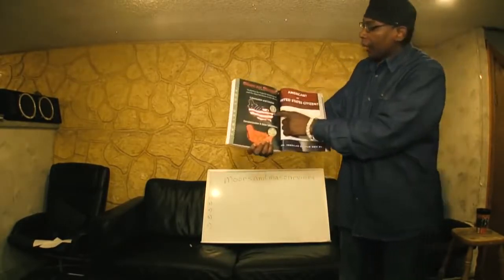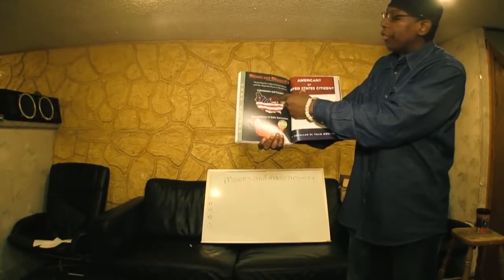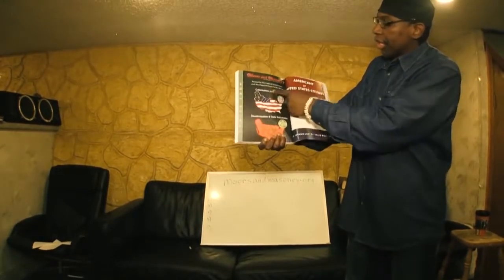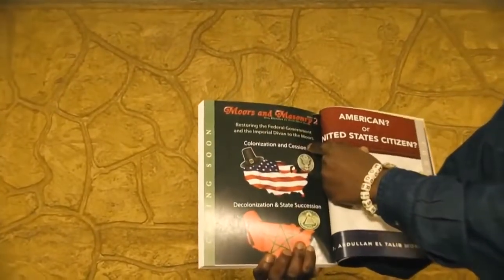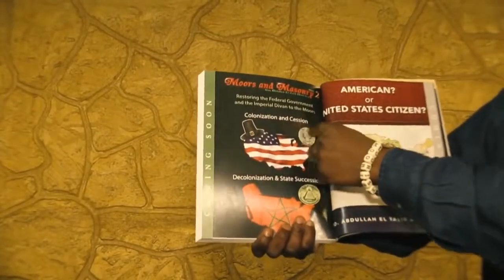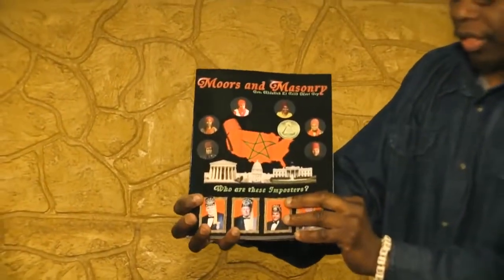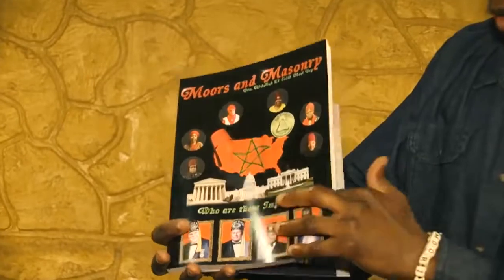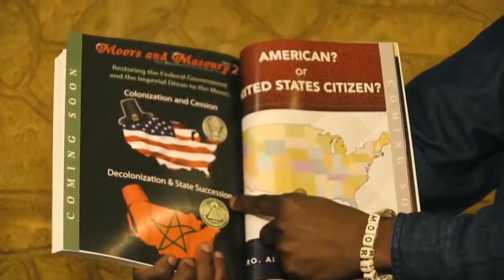All right. Now, this book, Moors and Masonry, Part 2, I'm looking to put out in the fall of this year. Restoring the Federal Government and the Imperial Divan to the Moors, Colonization and Secession. On the front cover, these images are good. This represents denationalization and state cession.